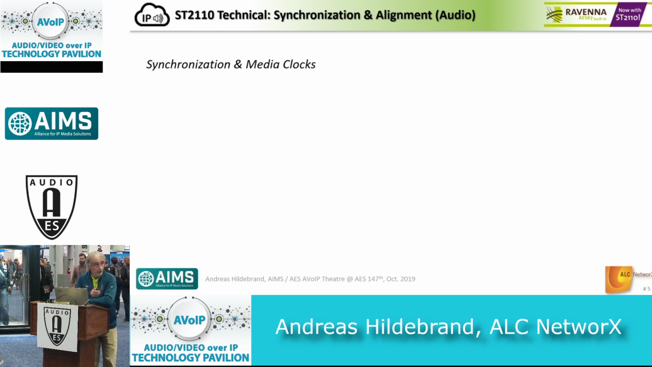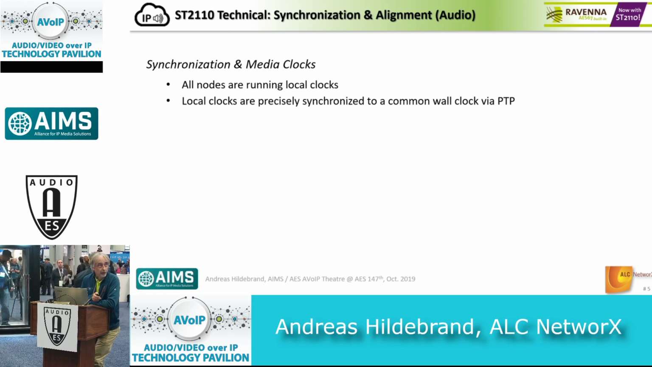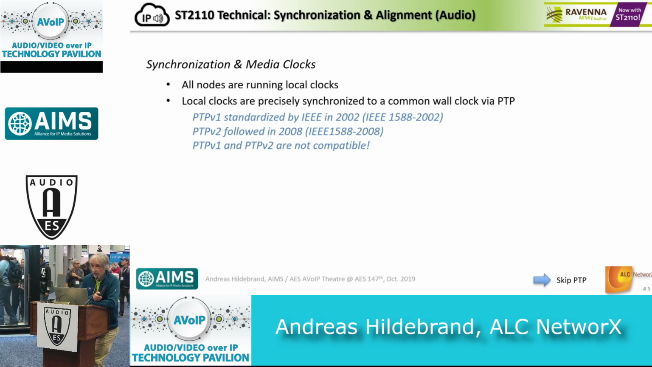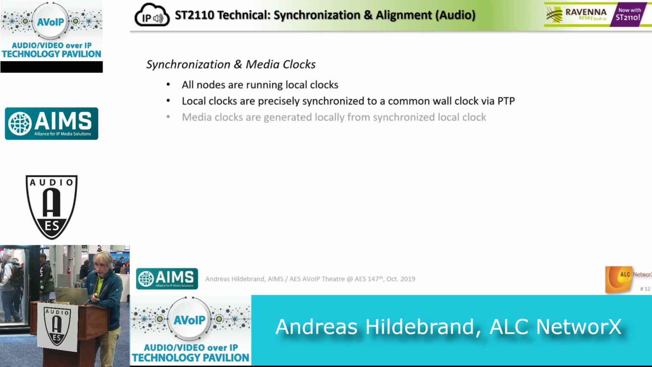Well, in AES67 and 2110, using the same mechanisms, we have all nodes running a local clock. And by clock, I mean really a clock which is aware of time and not just frequency. These clocks are synchronized to the common reference clock in the network, which we call the wall clock, through the PTP protocol, Precision Time Protocol. This is an industry standard which was invented in 2002 as version 1, and then reworked in 2008 and called version 2. Unfortunately, there's no backward compatibility, so you have to use either version 1 or version 2. Of course we use version 2 because it offers more precision and more flexibility, particularly in larger networks. So 2110 and AES67 settled on PTP version 2.